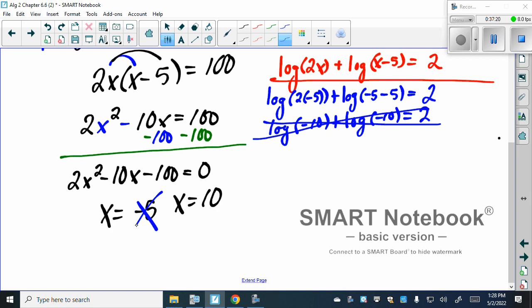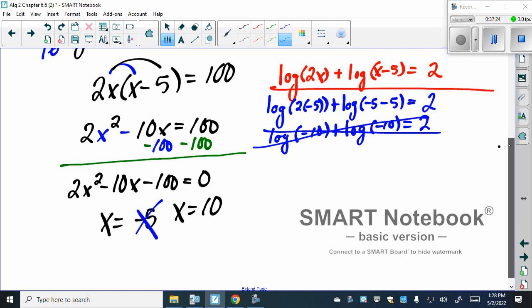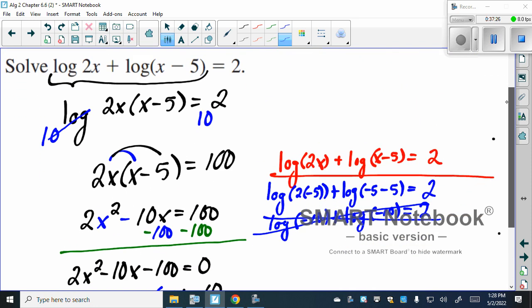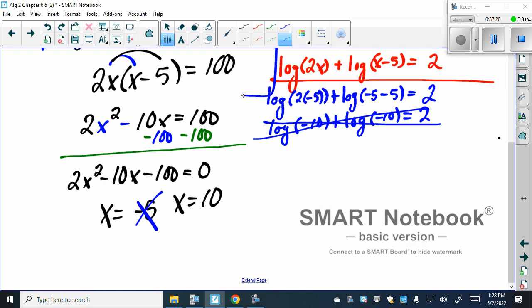And when we check these, we're not checking after we applied any properties to them. So we're not going to be checking at the point where we have log of 2x times x minus 5. That's not where we're going to check it. We're going to check the original equation.